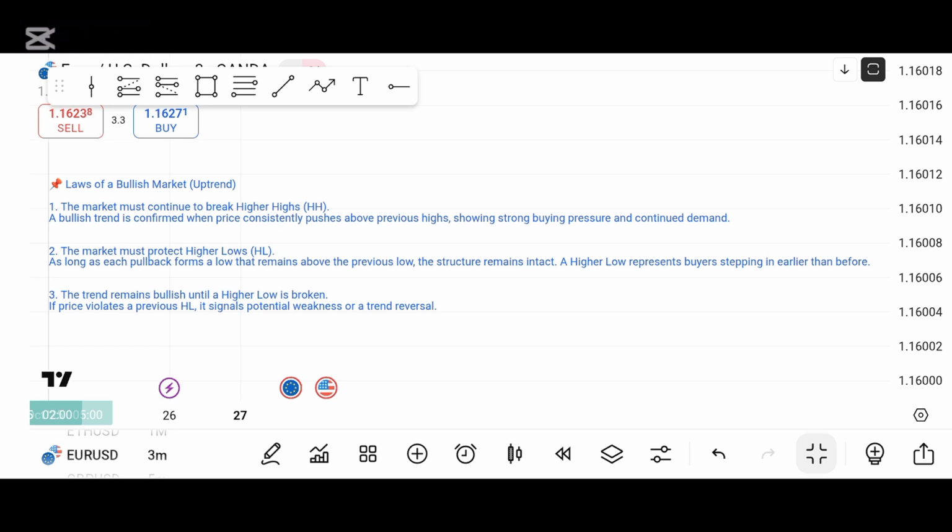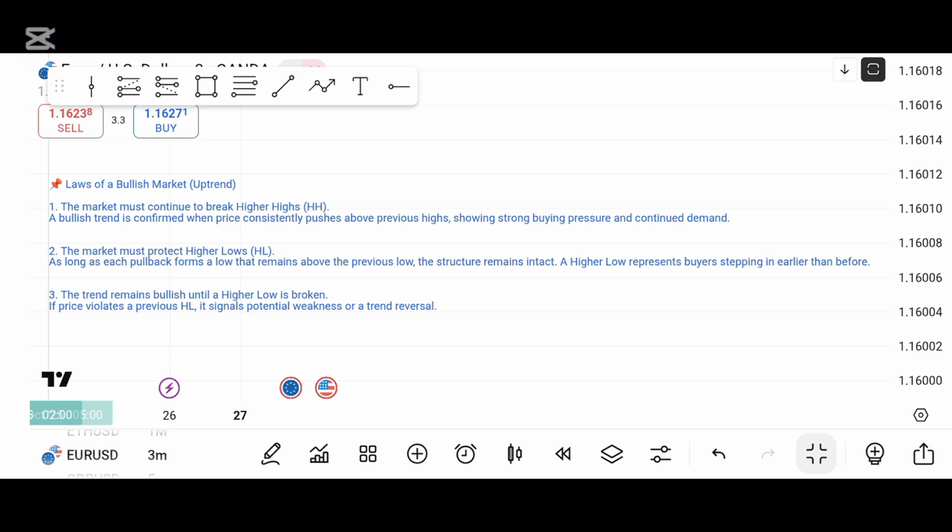Laws of the bullish market. The first law states that the market must continue to break the higher highs, meaning the market will keep on breaking the resistance zone, because the resistance zone is the ceiling in price, which is pushing price down. And for the bullish structure to continue, it must always break past that resistance zone.